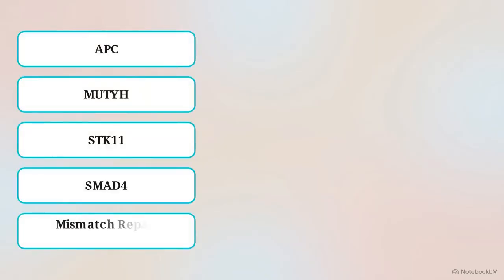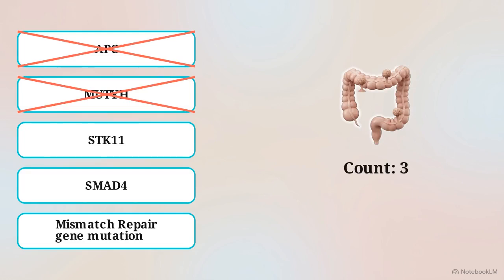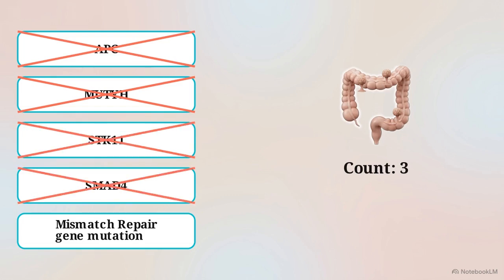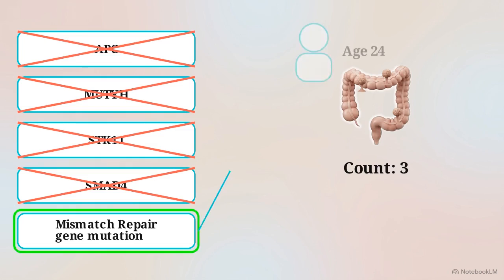We can immediately eliminate the APC and MUTYH mutations. This patient has only 3 polyps, completely lacking the thousands of adenomas required for FAP or MUTYH-associated polyposis. We also eliminate the STK11 and SMAD4 mutations due to the absence of hamartomas, hyperpigmentation, or juvenile polyposis symptoms. This confirms a mismatch repair gene mutation is the correct answer.